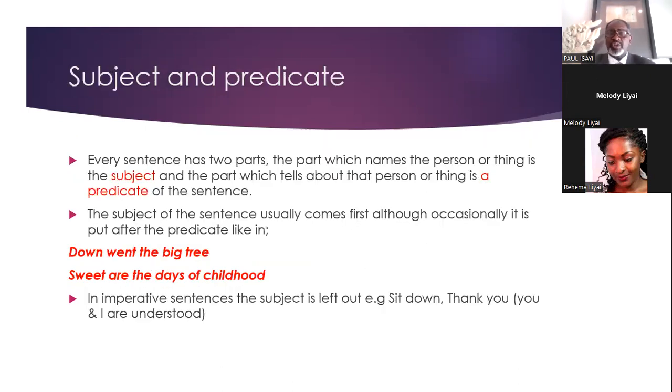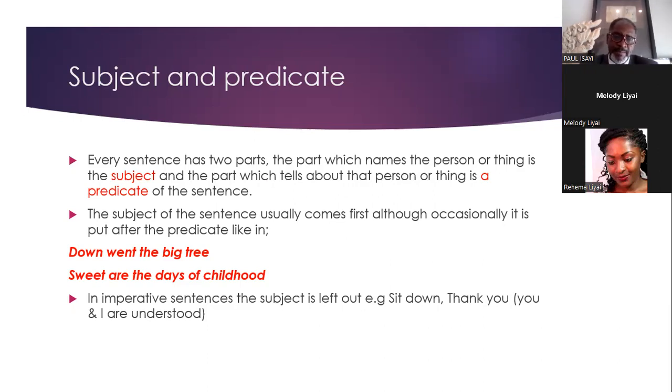Now, remember we talked about a sentence and we said it's a group of words that makes complete sense. That group of words is divided into two major parts. So every sentence has two major parts. And these parts are the subject and the predicate. The subject of the sentence usually comes first, although occasionally it is put after the predicate, like in poetry. Rayama, can you read the two sentences there?